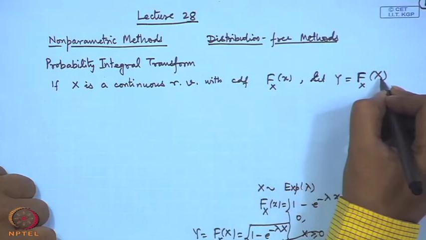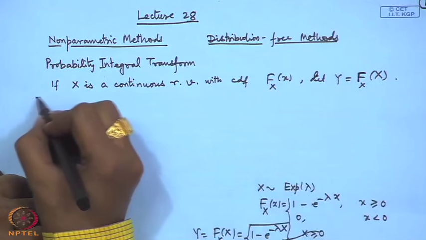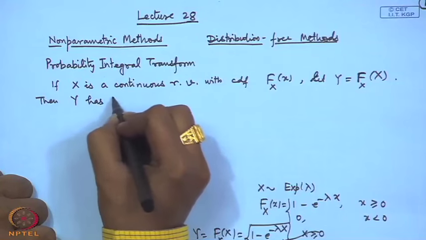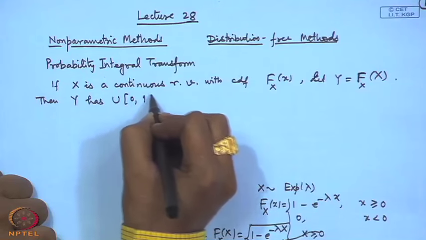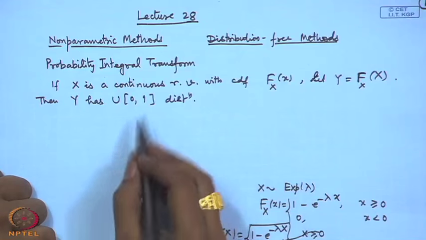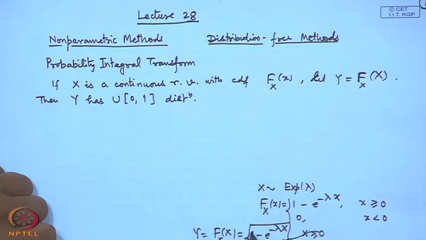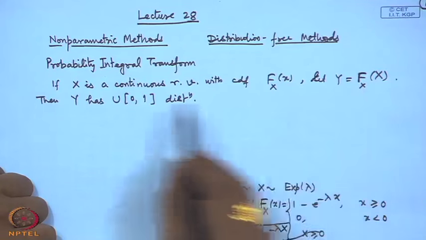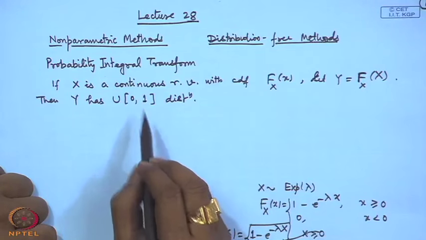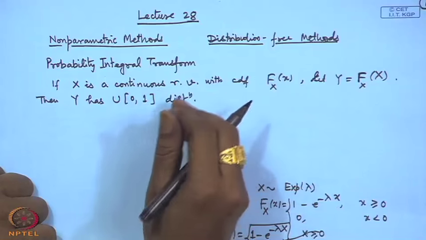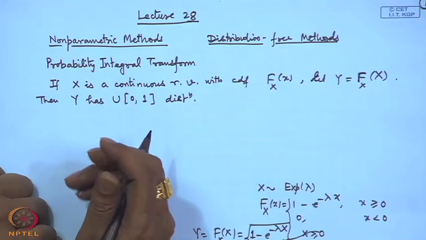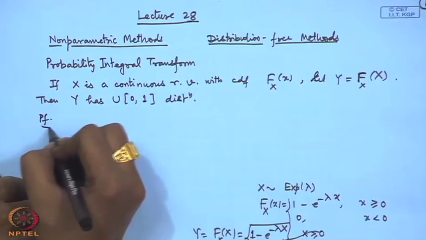So, then if I look at the distribution of that, then Y has a uniform distribution on the interval 0 to 1. Now, this is a very strong, or you can say powerful result, because what it says is that from any distribution I can achieve, at least in the continuous case, I can go to the uniform distribution. And together with this, we will give the inverse of this, it becomes a very powerful tool for simulation. Let me look at the proof of this.